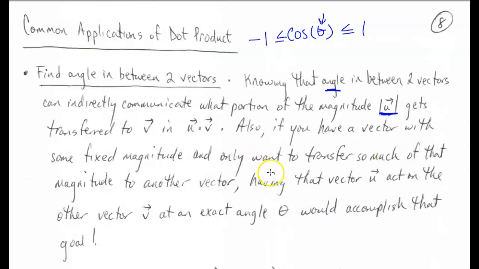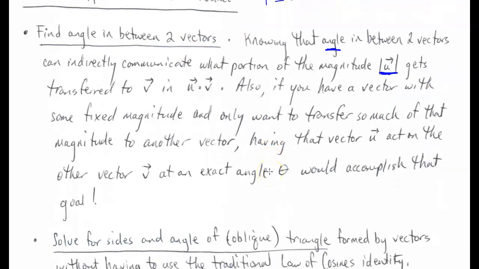So we know that if our vector has some fixed magnitude that we know of, and we only know that we want to, let's say, transfer over half of what the magnitude of the vector that's going to act on the ball would be, then we would have to know, all right, well, at what angle are you going to hit it at to make sure that that happens? So that's why knowing what the angle in between two vectors is so important.